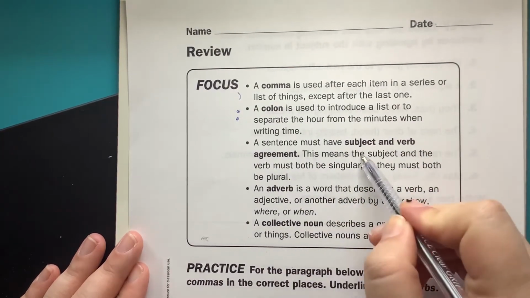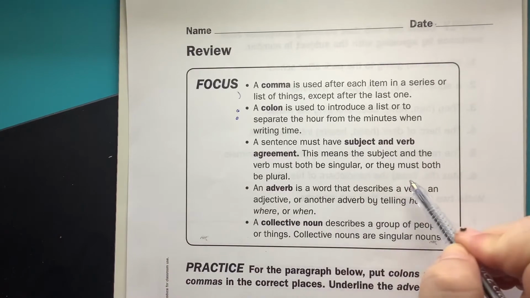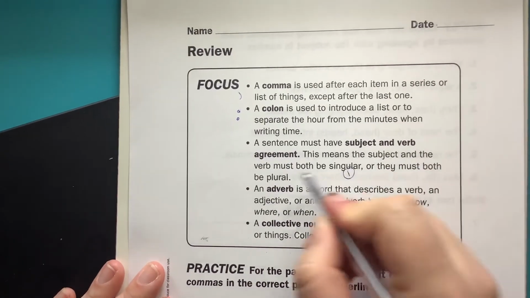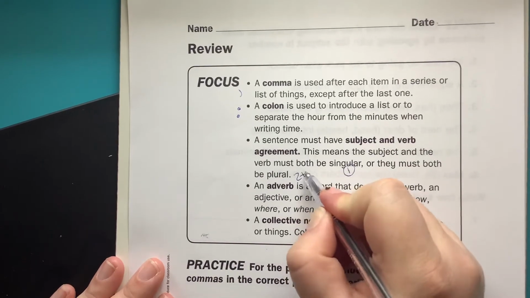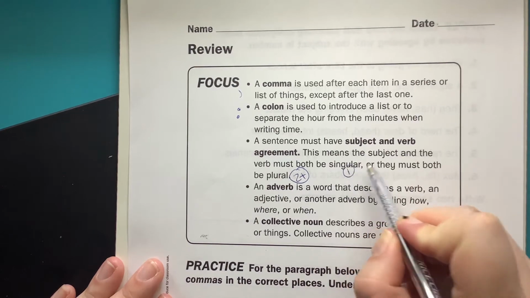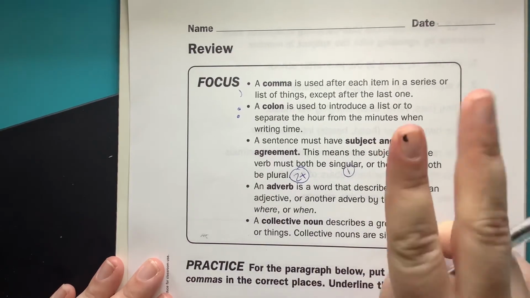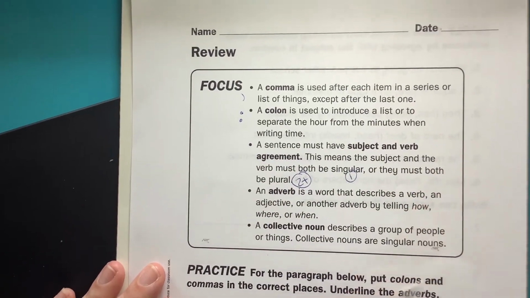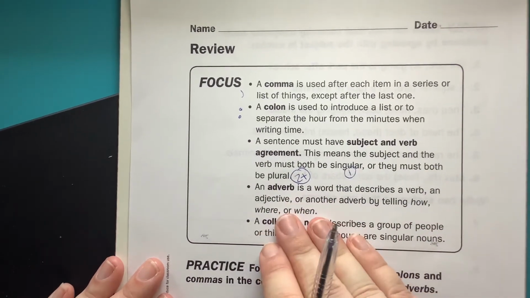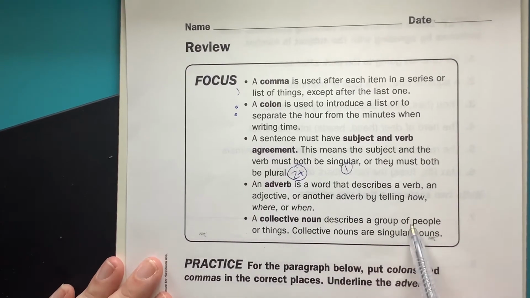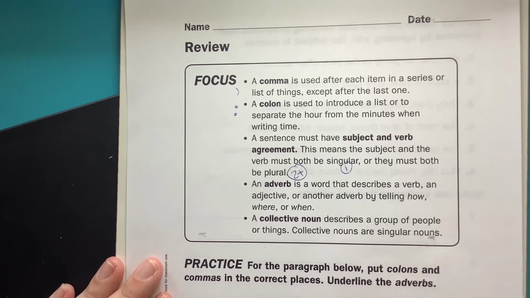A sentence must have a subject and verb agreement. This means that the subject and the verb must both be singular, which means one, or they must be plural, which means two or more. So if it's singular, it's like the dog ran, right? One dog and he ran. The plural would be the dogs run. So when you have more than one noun, it changes the verb, okay? And then a collective noun describes a group of people or things. Collective nouns are singular nouns. So don't worry, we're going to go through this.